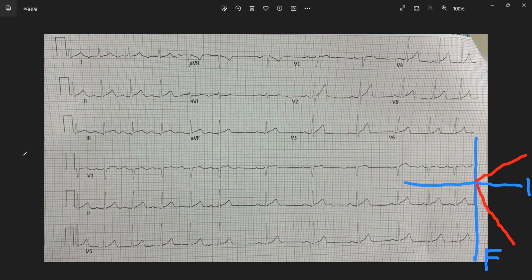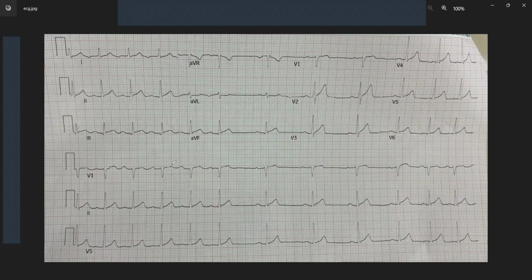And if we look at lead AVF, where is it here? There we go. Lead AVF is also positive, so we can say that lead AVF is also seeing electricity coming towards it. So it's either there or there. And since both of them coincide in the normal, we can say that we've got a normal axis. Let's have a look at the rhythm.